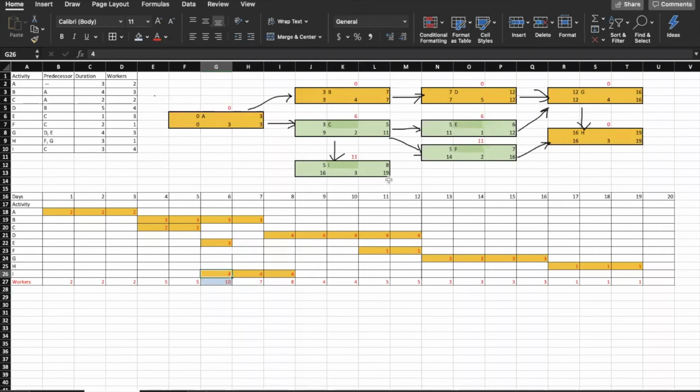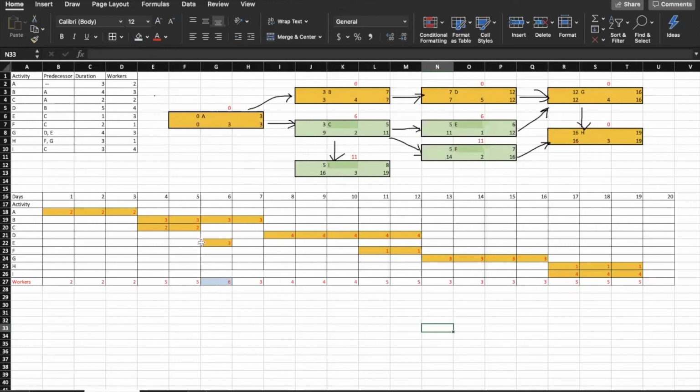Let's see what else we can do to improve the number of workers. We see that I can start as late as day 19, so let's move it all the way at the end, and that gives us only 6 workers on day 6, which is much better than the 11 that we started with. Let's see if we can do anything else.